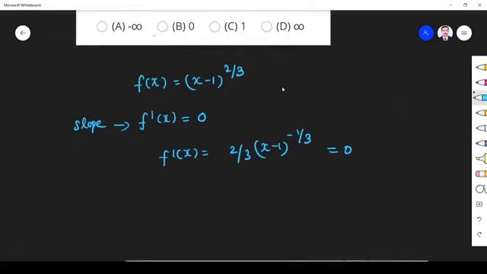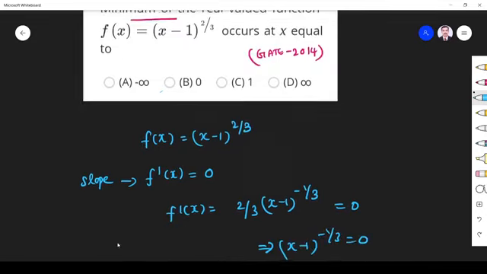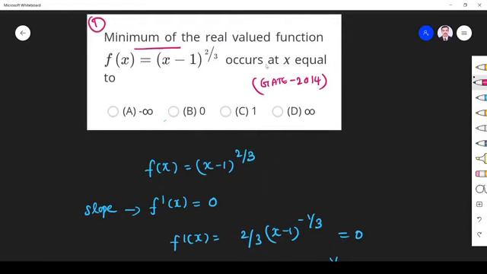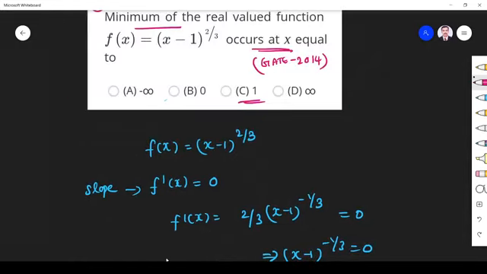They are asking about only minimum, so it should have minimum only. So this indicates (x minus 1) whole power minus 1 by 3 is equal to 0. This means x is equal to 1, right? So this is the location of x where the function becomes minimum. So the minimum value of the function occurs at x is equal to 1. So the answer is x is equal to 1, option C.